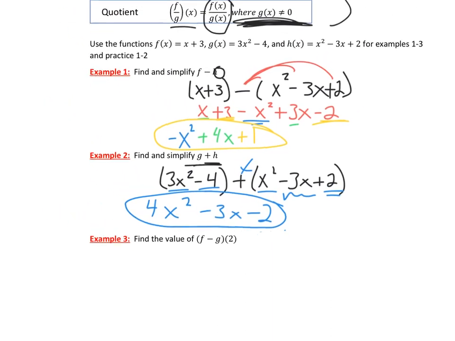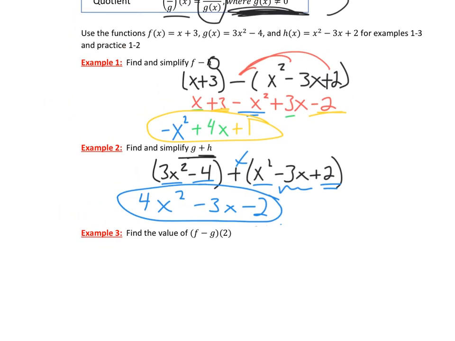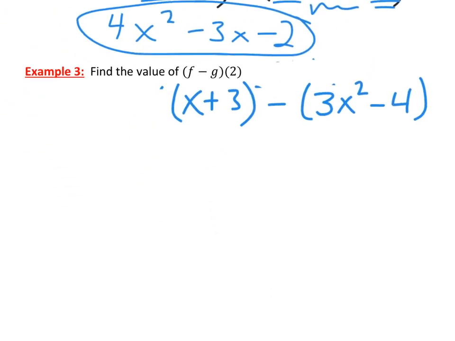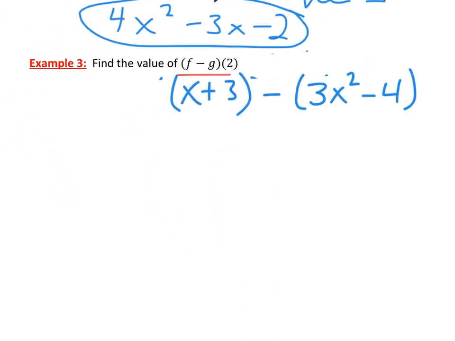So going through, for the equations, f of x is 3x squared minus 4 minus g, which is x through. Oh, I'm sorry, I looked at the wrong equations there. F is x plus 3, and then minus g, which is 3x squared minus 4.